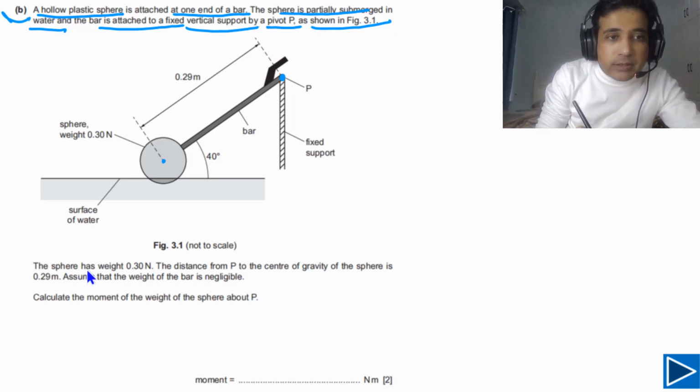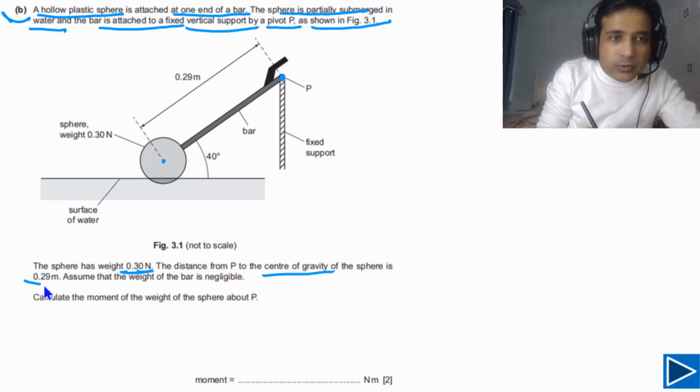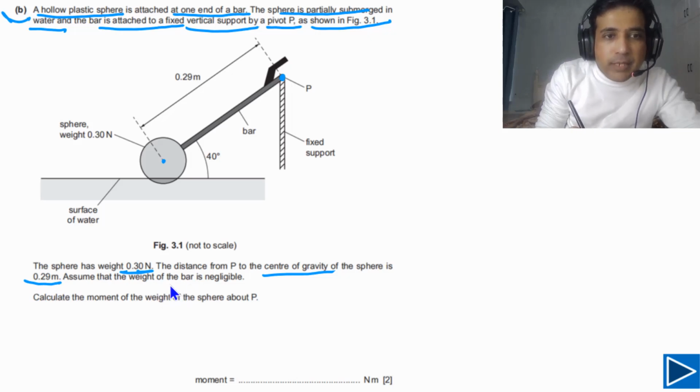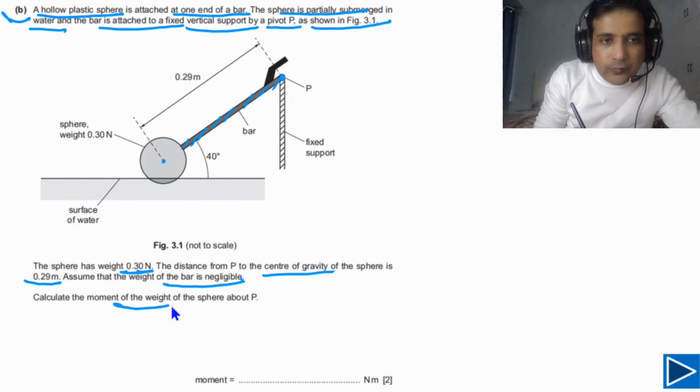The weight of the sphere is given. The sphere has this much weight, and the distance from P to the center of gravity of the sphere is given, that is 0.29. Assume that the weight of the bar is negligible, meaning this bar has no weight. We need to calculate the moment of the weight of the sphere about P.